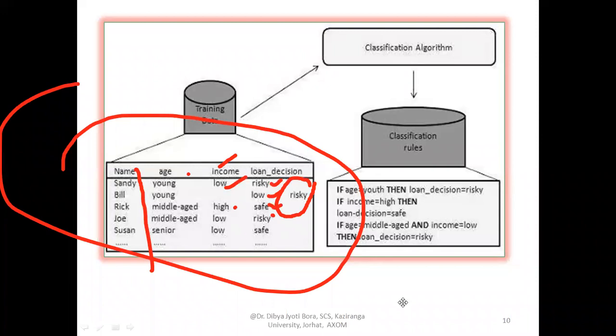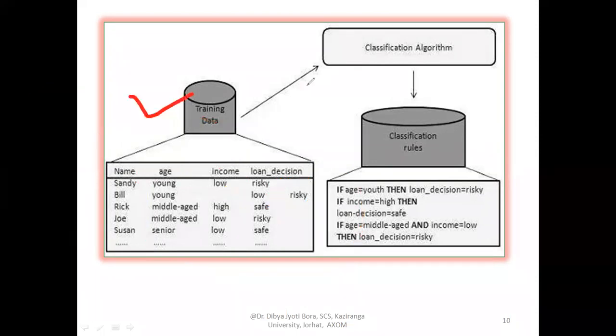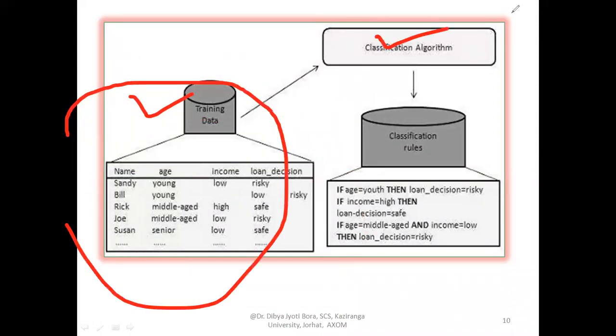In the last class, I gave an example, you may remember, that as a loan manager or loan officer, you need to find out what the loan decision will result in in the near future. Means, will it be risky or will it be safe? So with this data, we'll try to find that out. So this is the training data, you can see all of this. Now, on this training data we have applied a classification algorithm. When we apply the classification algorithm, we'll get some classification rules.